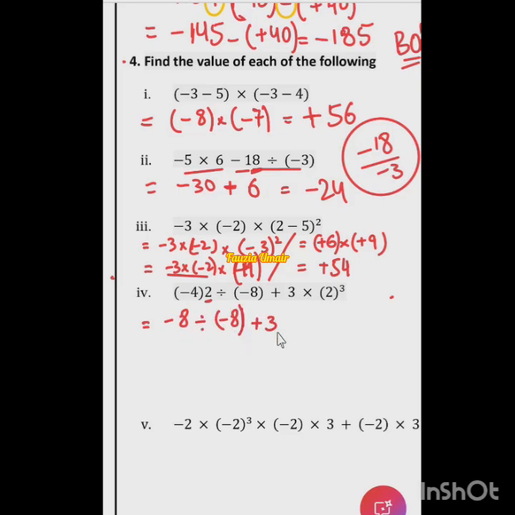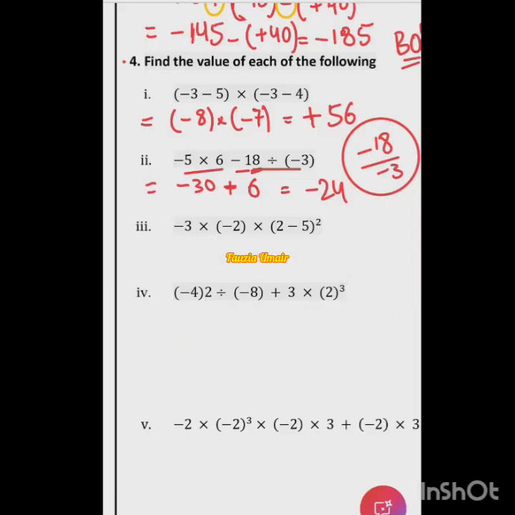Minus 8 divided by minus 8 plus 3 multiplied with 2 cube. We are solving the bracket first. What is 2 cube? We have to multiply 2 by itself 3 times. 2 twos are 4, 4 twos are 8. So this is 8. Now we can do this division as well as this multiplication together. What is minus 8 divided by minus 8? Like terms, so plus, and 8 divided by 8 is 1. Plus 8 threes are 24. So the final answer would be plus 1 plus 24, plus 25. Okay?